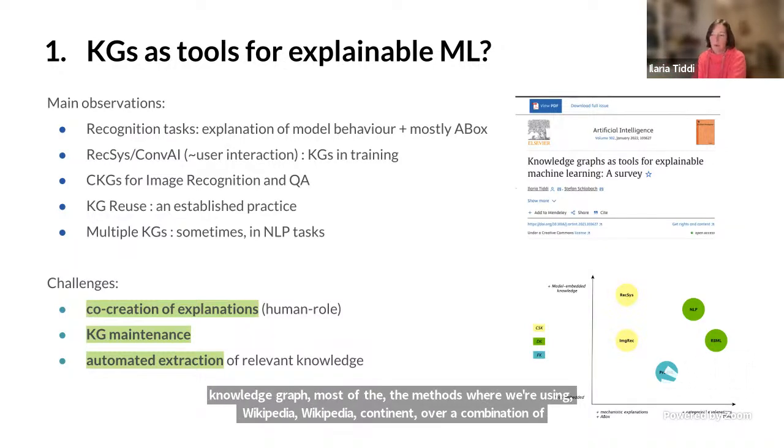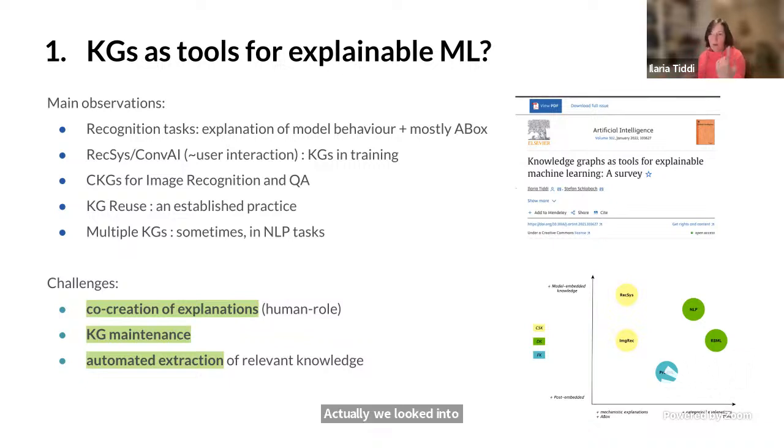Actually, we looked into whether these methods were using only one knowledge graph or multiple ones. We were hoping to see a bit more, but it does happen sometimes in NLP tasks. And this is the kind of picture that came out. Certain areas are more focused on model-embedded knowledge, so explaining the model rather than explaining the outputs, while certain others are more focused on using the ontologies of the knowledge graph rather than the facts, and so forth. The analysis we did covered around 60 papers, more or less.